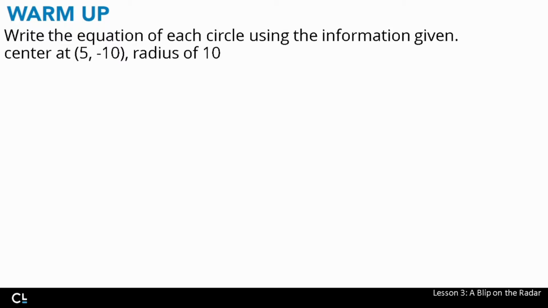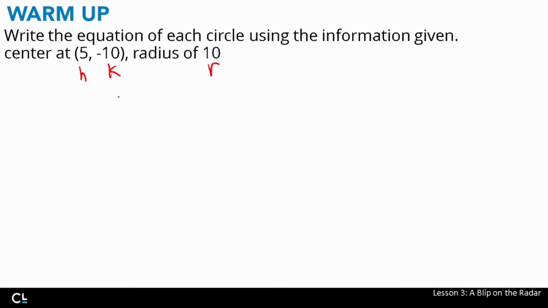Today we are talking about points on a circle and how to find out if a point is on a circle while in the coordinate plane. So let's start off by first using the information that we learned the other day by writing the equation of a circle using the information given. We're given our center and we're given our radius. So our radius is r and our center is h, k.